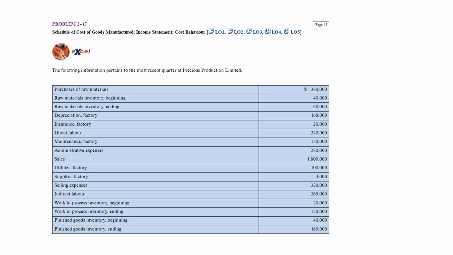All right, and moving right along to problem 2-17, so schedule of cost of goods manufactured, our income statement, and our cost behavior. So we're hitting a couple of the different learning objectives in this question. We see we had the following information pertaining to the most recent quarter at Precious Production Limited. So we have all kinds of information here about purchases of raw materials, direct labor, all kinds of the different terms we've been learning. And we'll see on the next slide what our requireds are going to be.